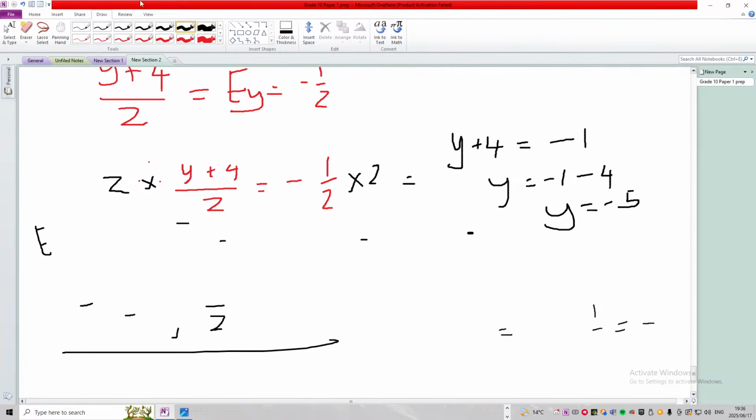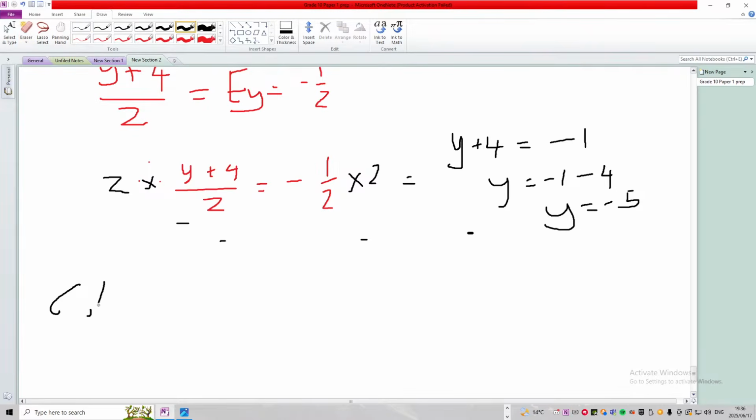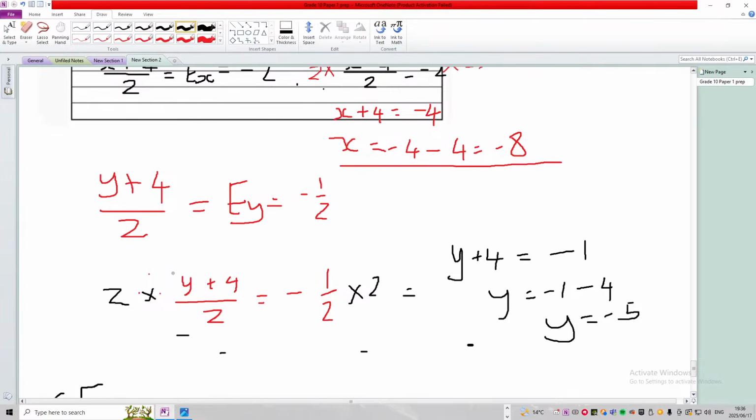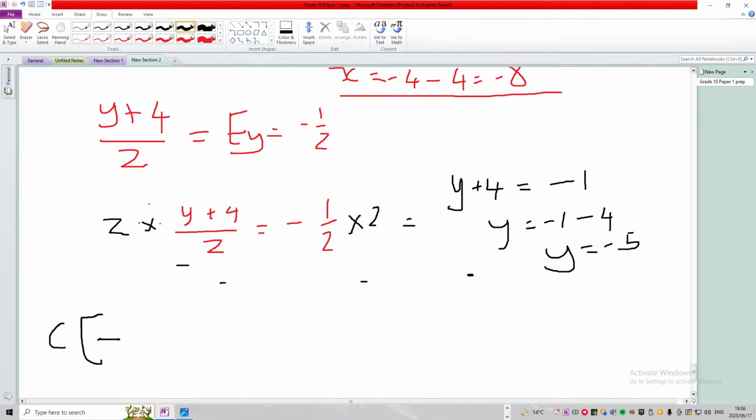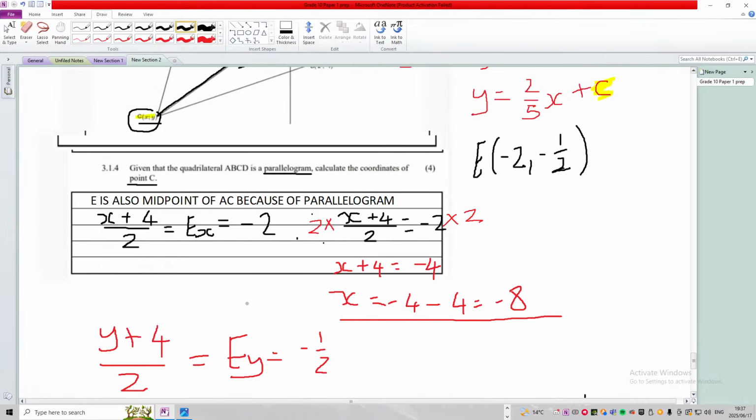So then my C coordinate, I've got my x, I've got my y. So C is equal to, we've got the x to be minus 8. Platita, let me know, did you get this answer as well? And Senzo, if you didn't get this answer, it's wrong.